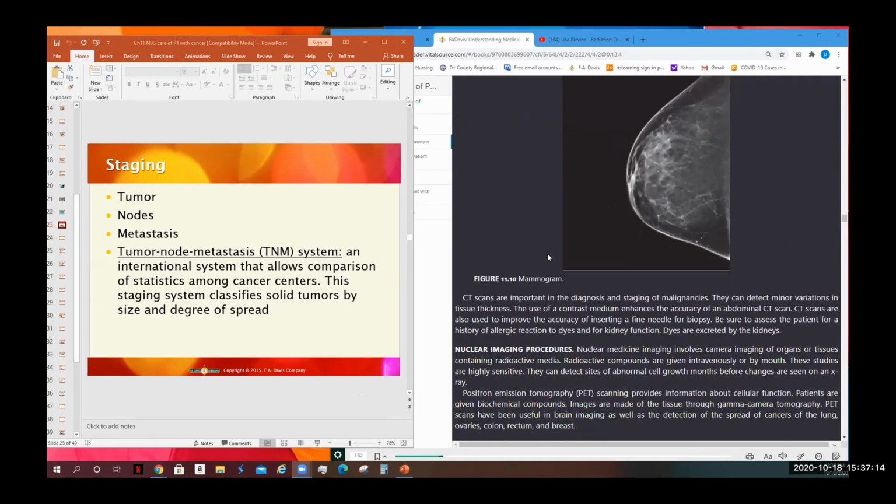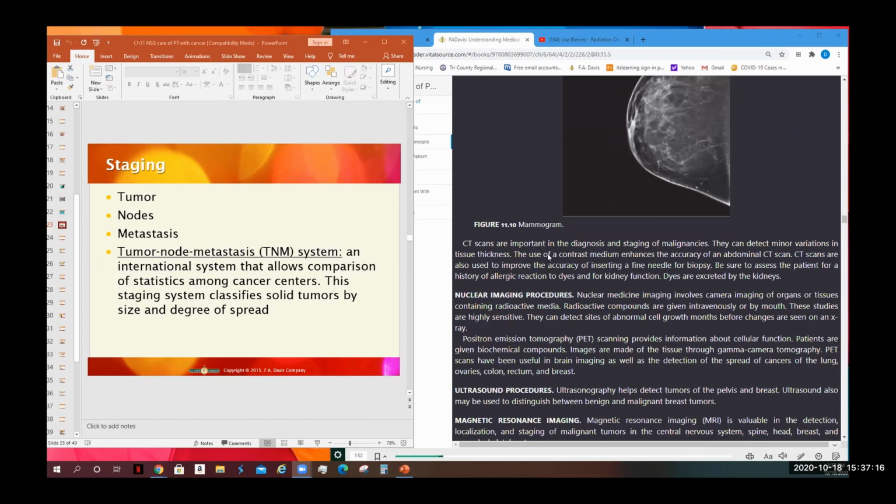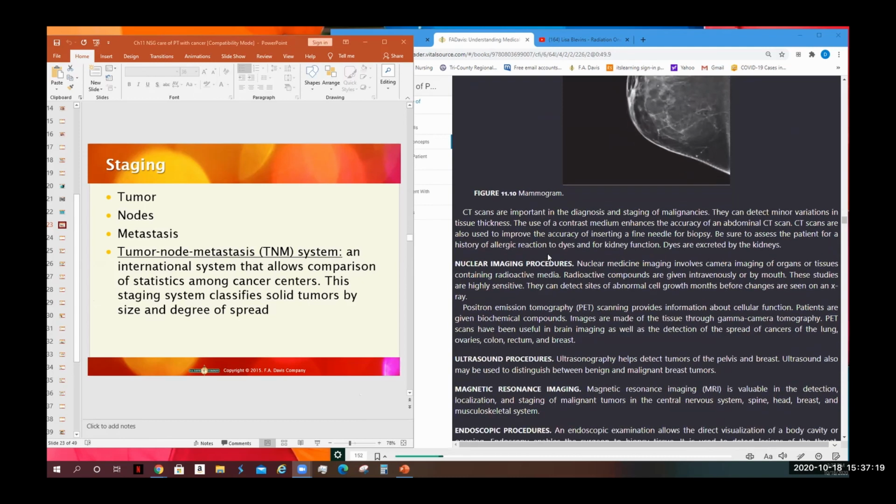CT scans are important in the diagnosis and staging of malignancies. They can detect minor variations in tissue thickness. The use of a contrast medium enhances the accuracy of an abdominal CT scan. CT scans are also used to improve the accuracy of inserting a fine needle for biopsy. Be sure to assess the patient for a history of allergic reaction to dyes and for kidney function. Dyes are excreted by the kidneys.